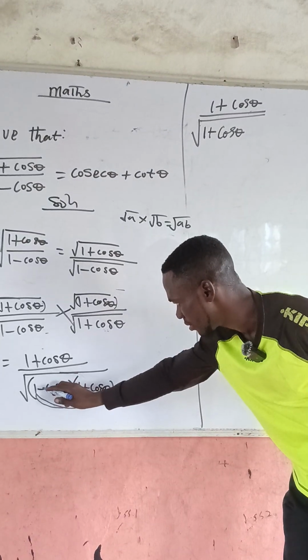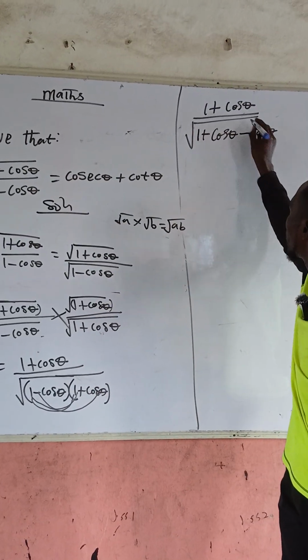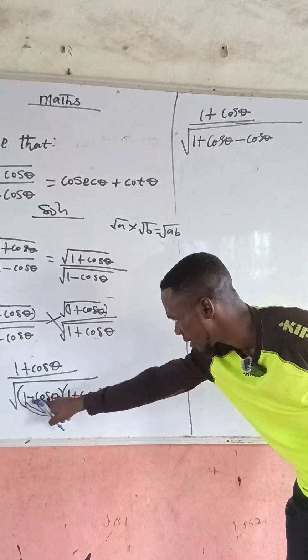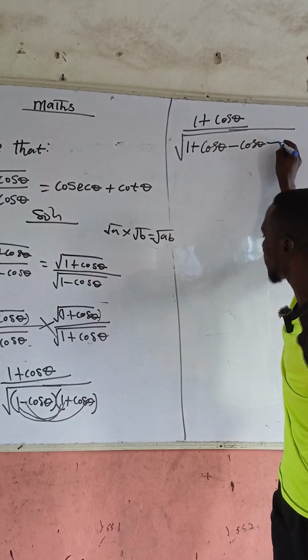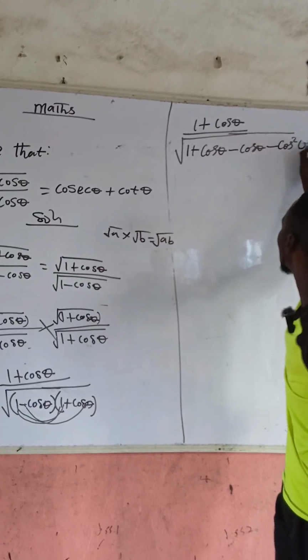To minus cos theta now. So multiply this one that is here. That will give us minus cos theta. Why? This minus times this minus times this plus will give us minus again. Why? This cos times this cos will give us cos square theta.